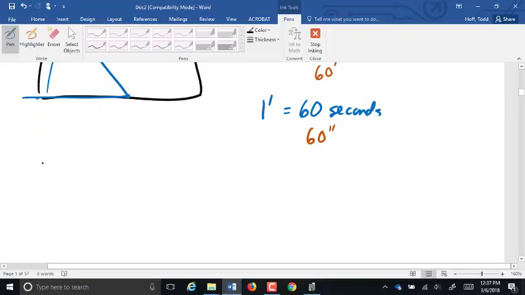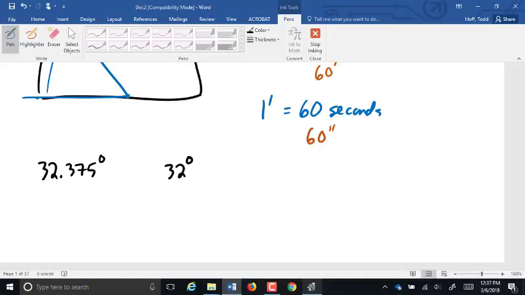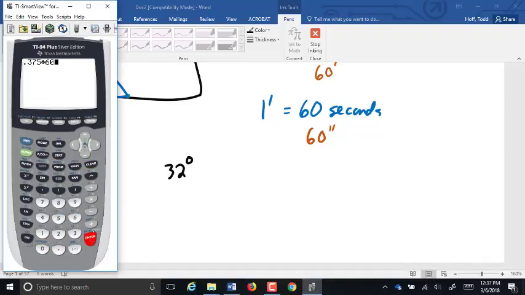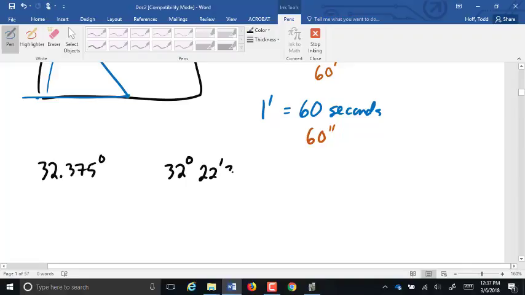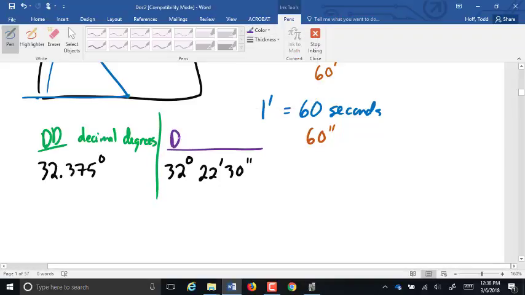So I might have an angle listed as 32.375 degrees. Well, that same angle could be listed as 32 degrees, 22 minutes, and 30 seconds. This notation over here is known as DD notation. That stands for decimal degrees. This notation over here is known as DMS notation, which stands for degrees, minutes, and seconds.